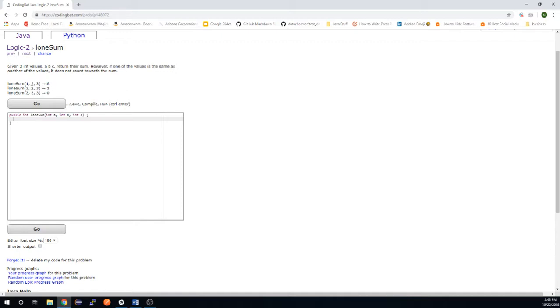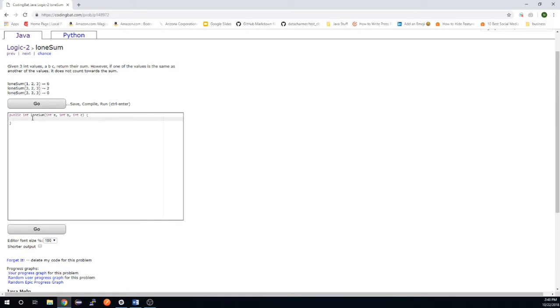If we have 3 plus 2 plus 3, because 3 for a and 3 for c are the same, they don't count towards the sum, and our sum is only 2, which is b. If all three of them are the same, none of them count, so we get 0.